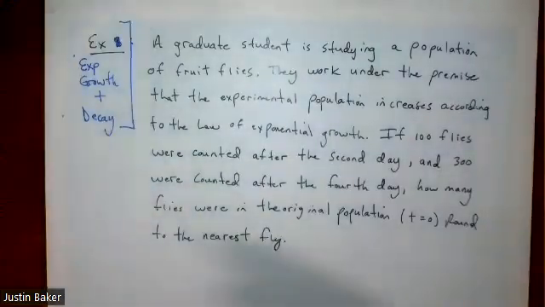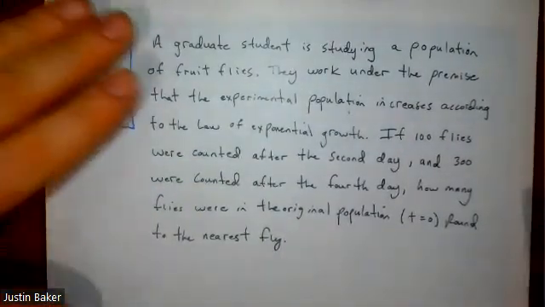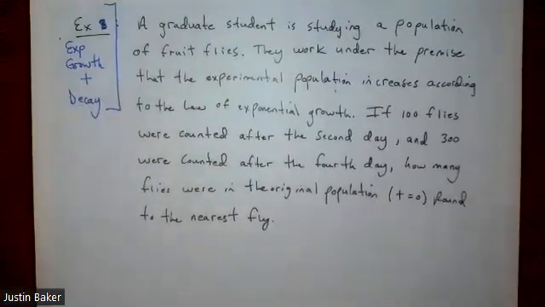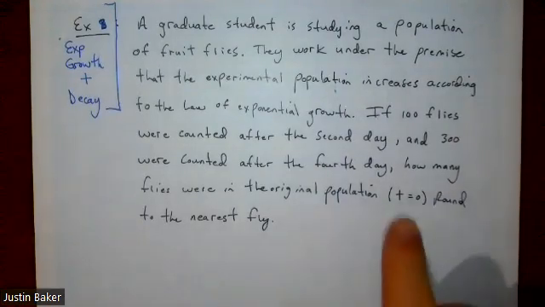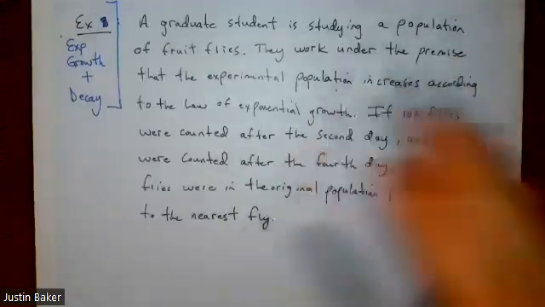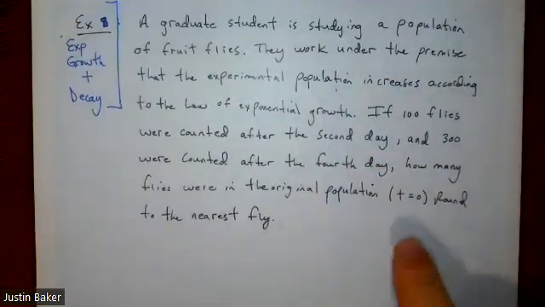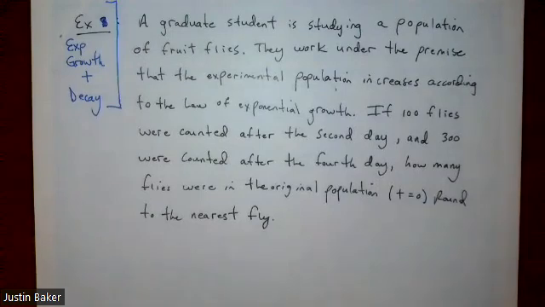So this is one on exponential growth and decay. It says a graduate student is studying a population of fruit flies. They work under the premise that the population increases according to the law of exponential growth. If 100 flies were counted the second day and 300 were counted the fourth day, how many flies were in the original population? So remember, this is the one where we had to work backwards and there wasn't an initial condition given.